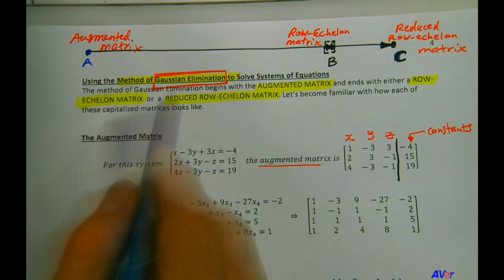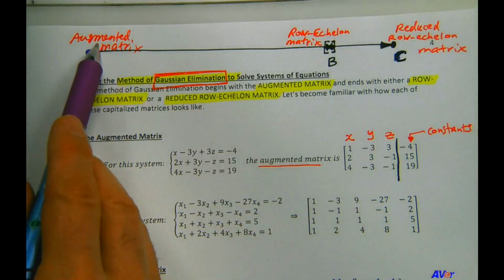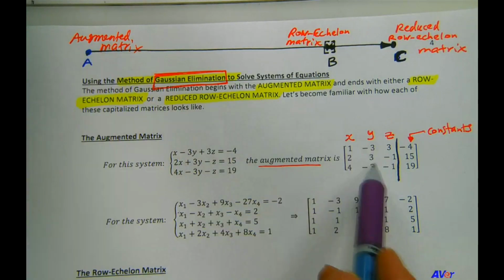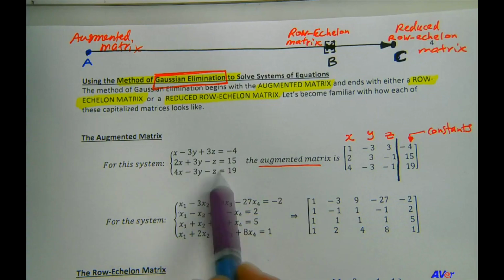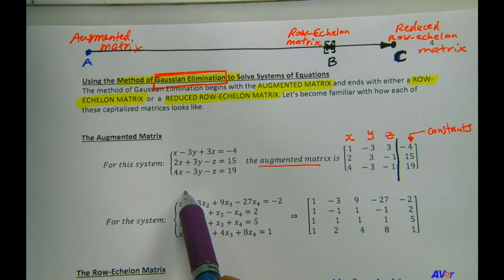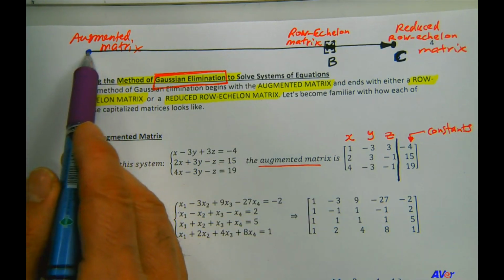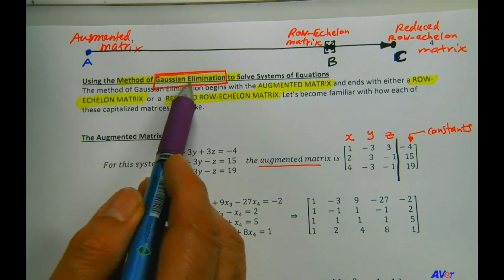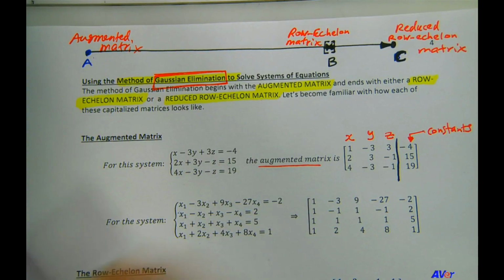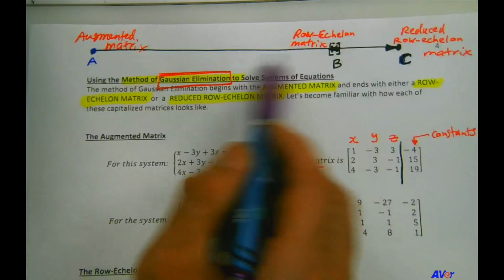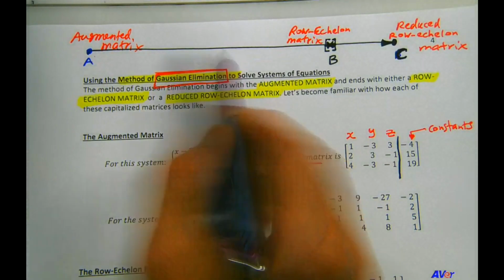Okay, so when you use Gaussian elimination, the method starts with the augmented matrix. So you start with this matrix of the coefficients of the original system. Is that clear? That's what the augmented matrix is. That's where you start applying the Gaussian elimination. First, you write up the augmented matrix, which is that.